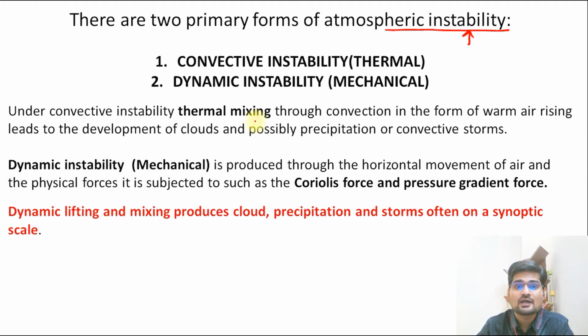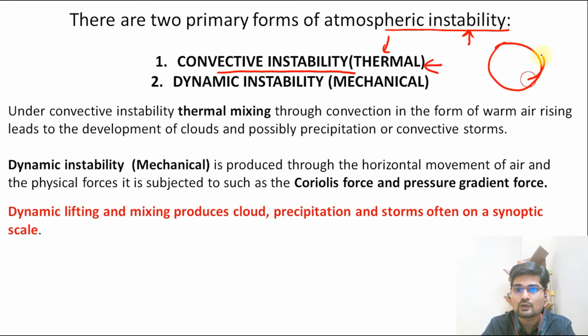So it has two types. One is called convective instability, that is thermal, that is heat based. So convection happens from low to high and then comes back again. This is what the convective cycle looks like. So it happens like that.